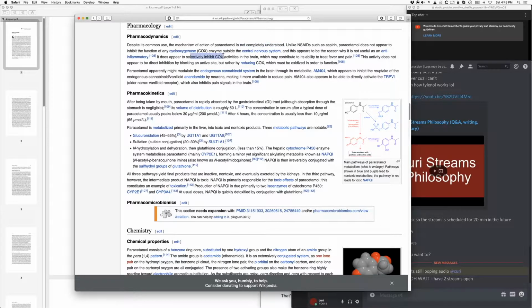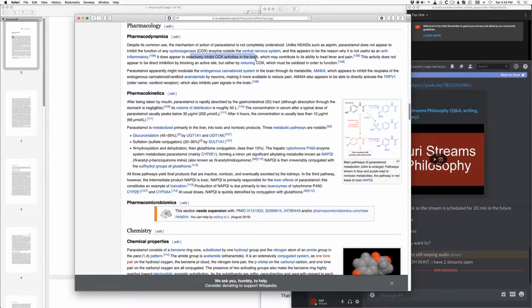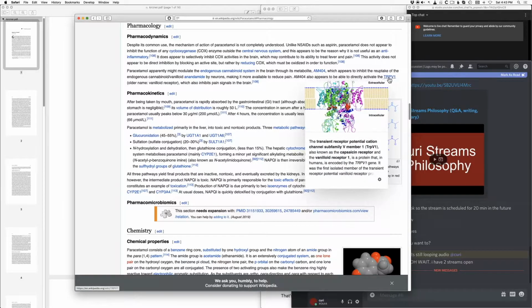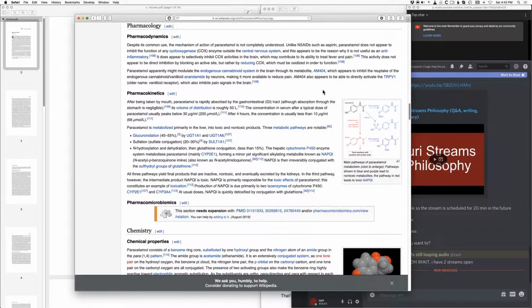It appears to selectively inhibit COX activities in the brain. It reduces COX, which must be oxidized in order to function. And it might do this other thing. That's a potential mechanism. And it appears to be able to do this other thing, so that's another mechanism. Directly activate TRPV1, which inhibits pain signals in the brain.